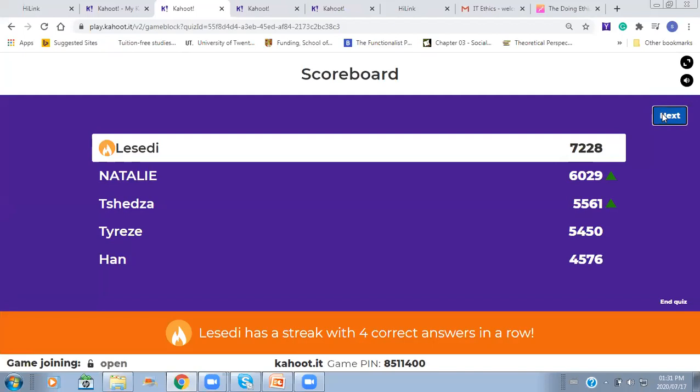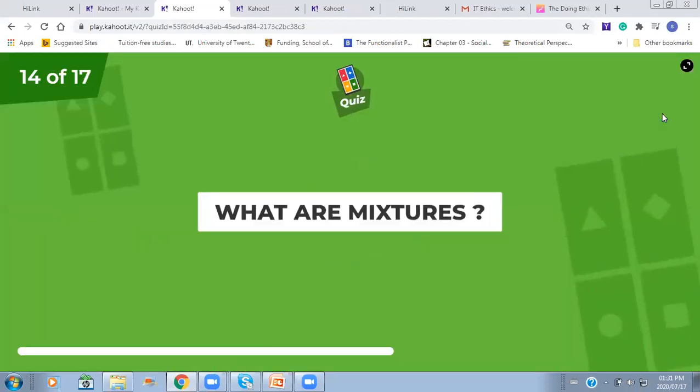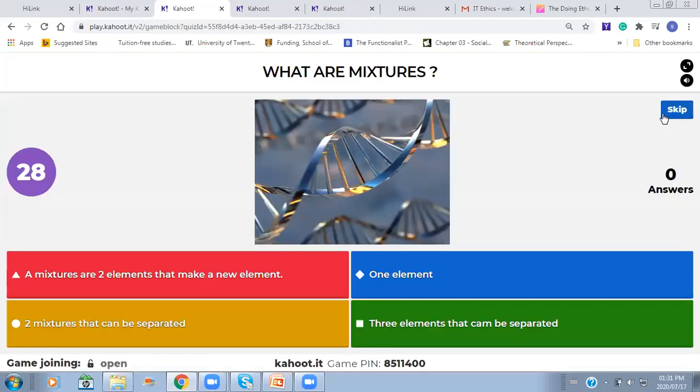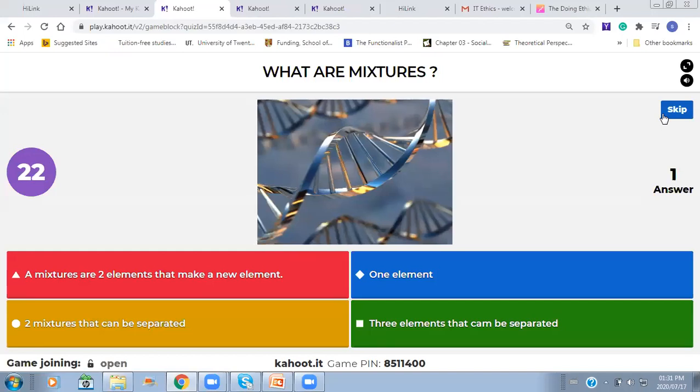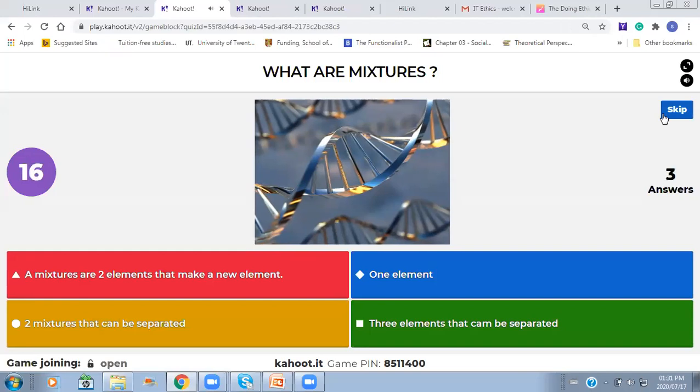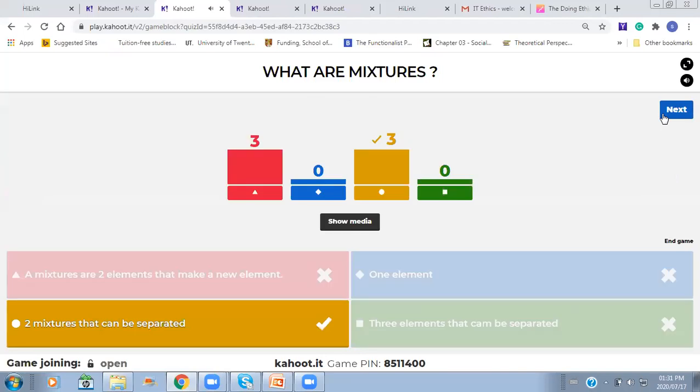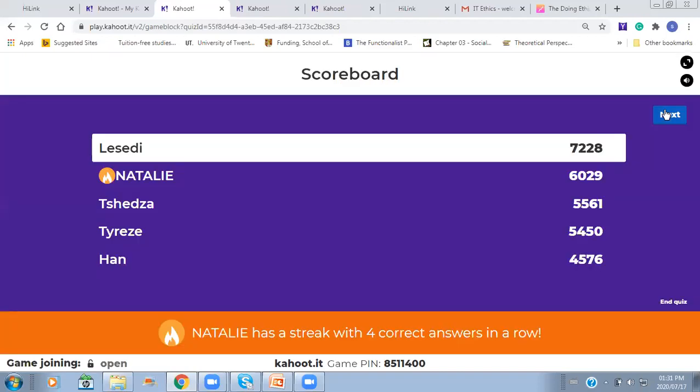Let's continue pushing. Question 14. What are mixtures? A mixture is two elements that make a new element, one element, two mixtures that can be separated, or three elements that can be separated? The answer is two mixtures that can be separated. Let's see those who got it. Lesedi, Natalie, Cesar, Tyrus, and Han. Let's go.